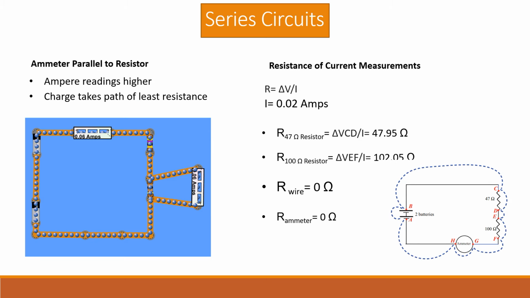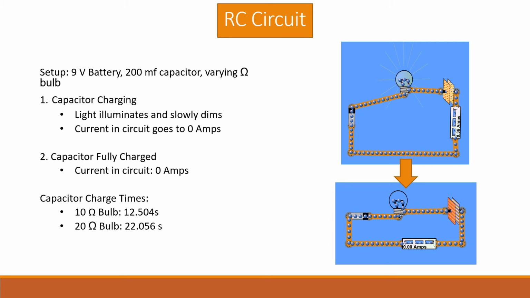For the next step in the lab, I then created a parallel circuit to the 100 ohm resistor with an ammeter and noted that the ammeter readings throughout the circuit became larger. This was caused by the nature of charge to flow through the path of least resistance. Then, using the potential difference measurements shown before and the equation given through Ohm's law, the resistance throughout segments of the circuit was calculated.